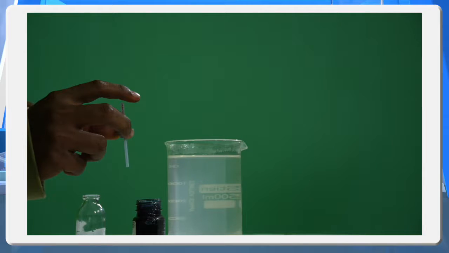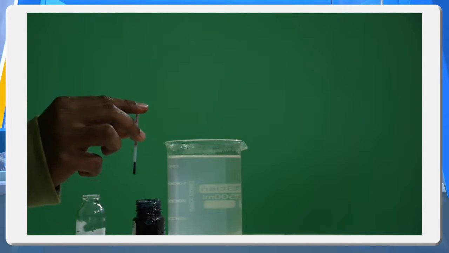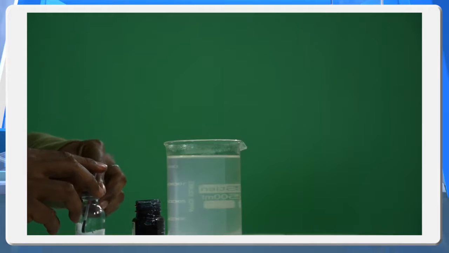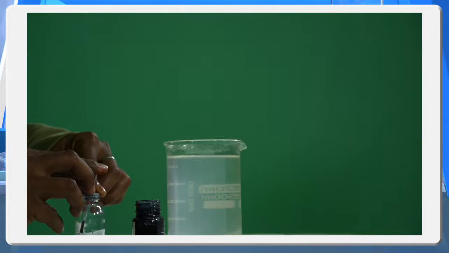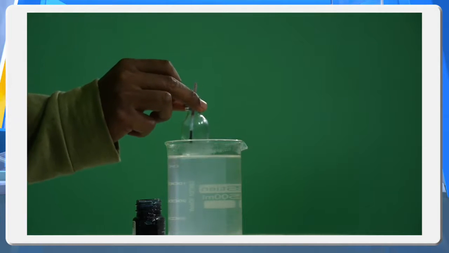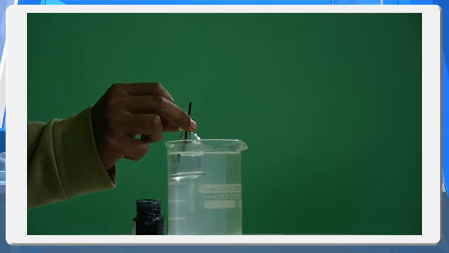Make a hole on the lid of the bottle and pass a refill through it. Then take the refill and place ink on its bottom part, and then pass the refill again through the hole in the lid of the bottle and place this system in hot water. What can we observe here? Ink moves upwards through the refill.